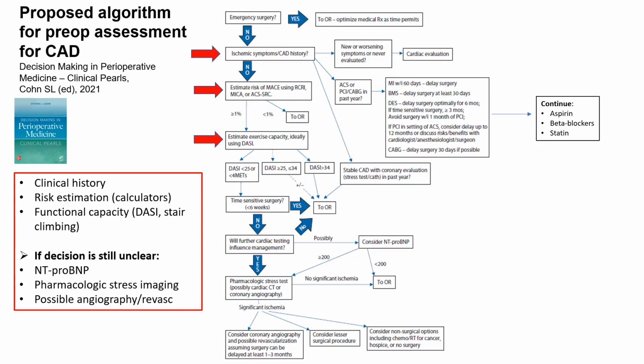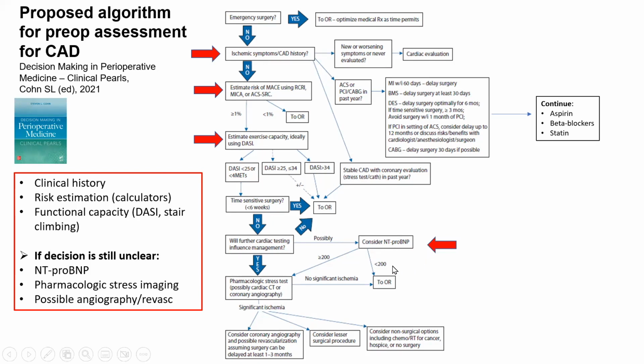And then for functional capacity, either use the DASI score, but I like a cutoff of 25, not 34, or use stair climbing, the ability to climb 2 flights. If the decision is still unclear, here's where I put in the N-terminal proBNP, because I don't like to get a lot of stress tests. They rarely change management. So if you're on the fence, you're not sure whether or not to get a stress test, here's where I would do your biomarker.